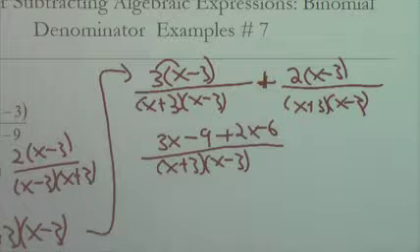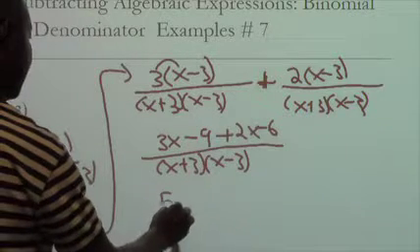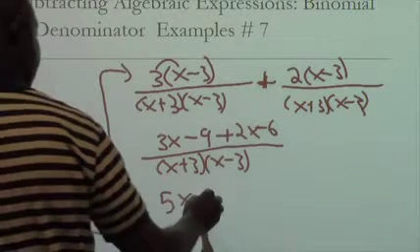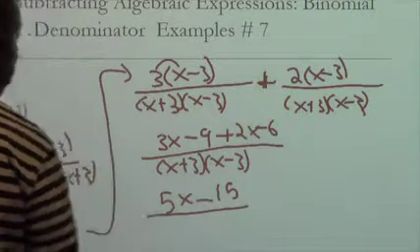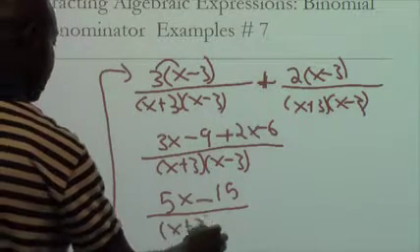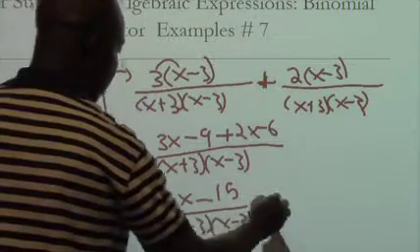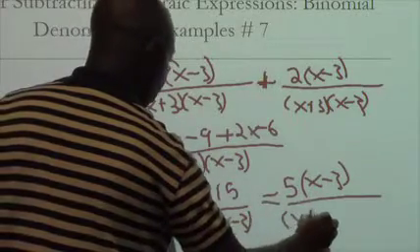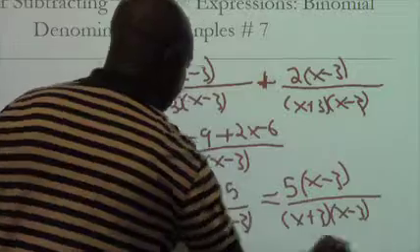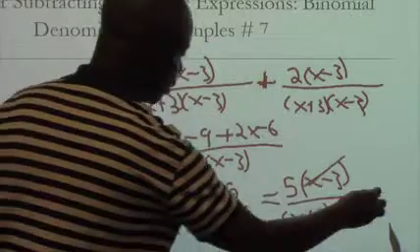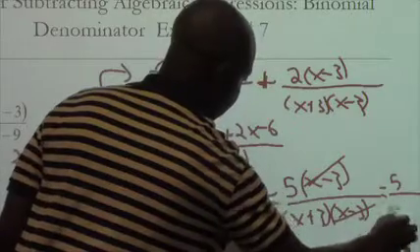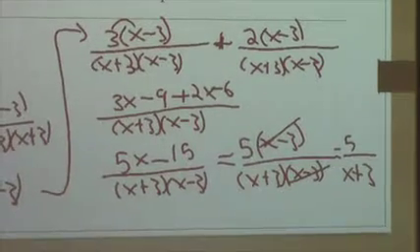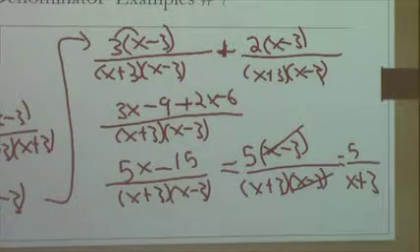So do we have like terms on top? Yes, 3x plus 2x, that's going to give us 5x. Negative 9 minus 6, that's going to give us negative 15 over x plus 3 times x minus 3. Now we can factor on top here. We have 5 times x minus 3 here. And then we have x plus 3, x minus 3. And we see that x minus 3 can cancel. So our answer will be 5 over x plus 3. Okay? Basic factoring, finding least common denominator, combining like terms.